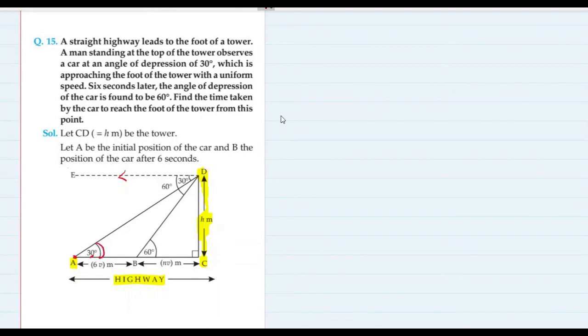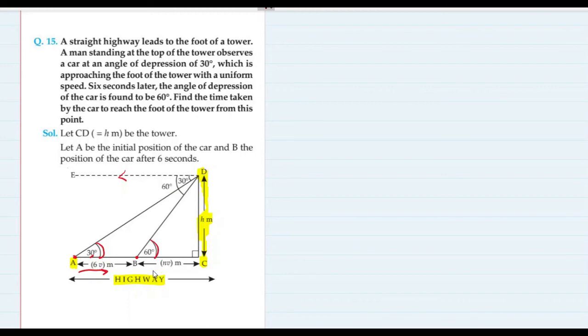You see? Okay. Now this car is not stationary. This car is traveling towards the foot of the tower. It is coming towards the tower. So, a car which is approaching the foot of the tower with a uniform speed, 6 seconds later, the angle of depression of the car is found to be 60 degree. So after 6 seconds, the car reaches this point, point B. Now the man is looking down at the car, making an angle of 60 degree with the line of sight. So this angle also becomes 60 degree, alternate interior angle.